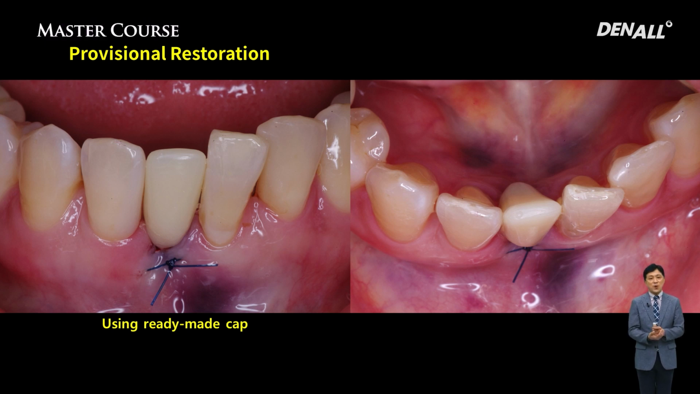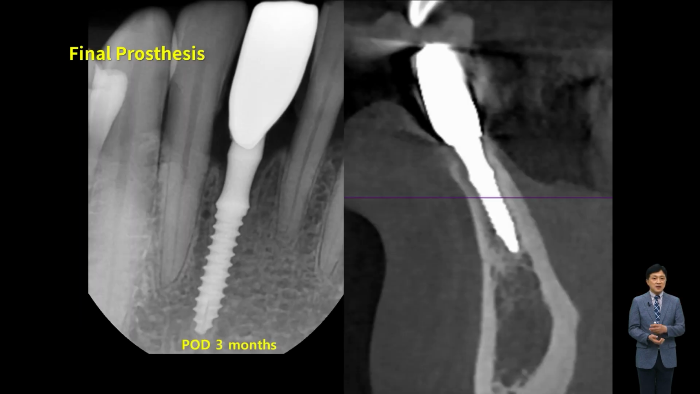That's what I think. So in this way, immediate implant placement is done in the anterior mandible. Post-op 3 months, final prosthesis is delivered. Periapical view and CT cut are shown here. As you can see, the labial bone, palatal bone, and the lingual bone is very well maintained.